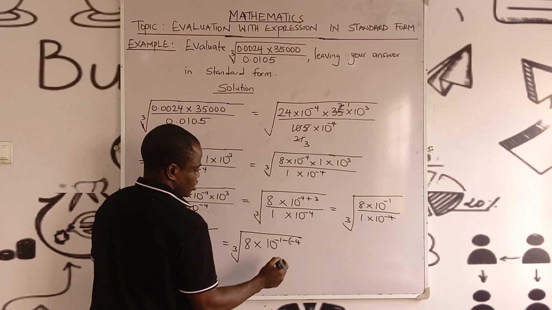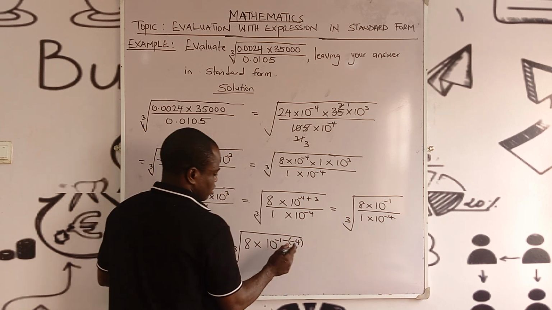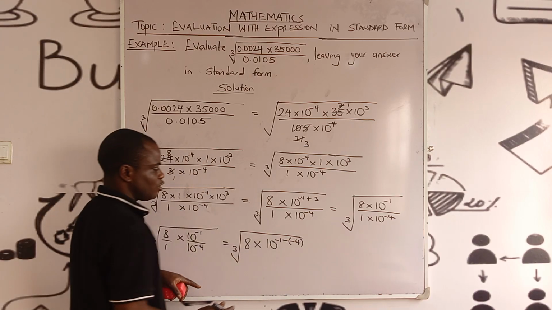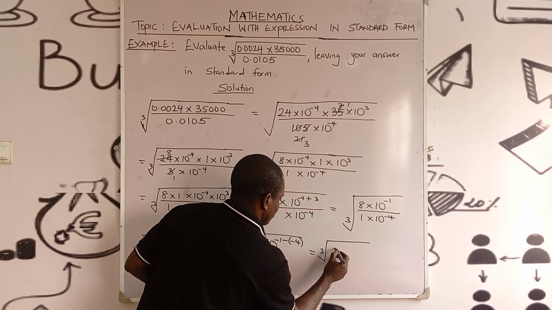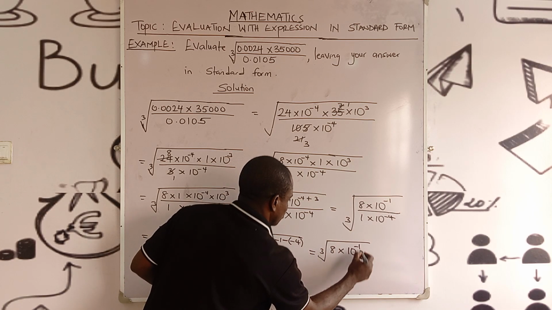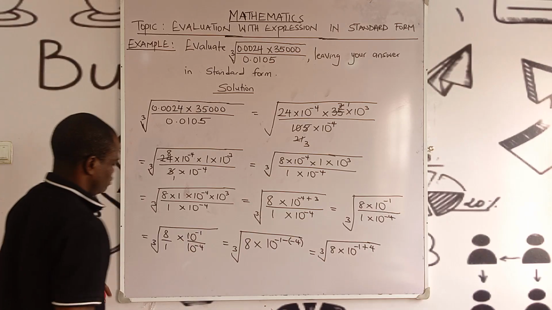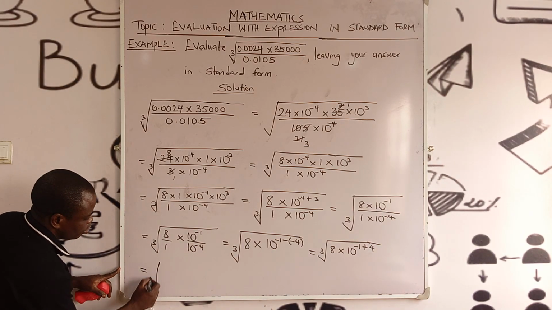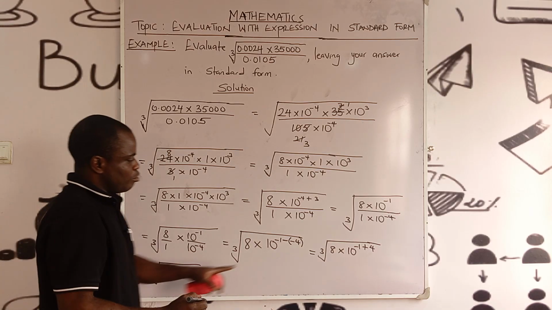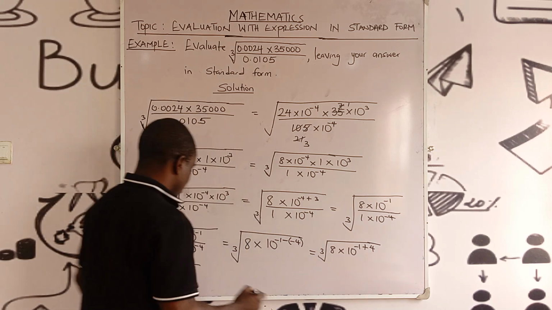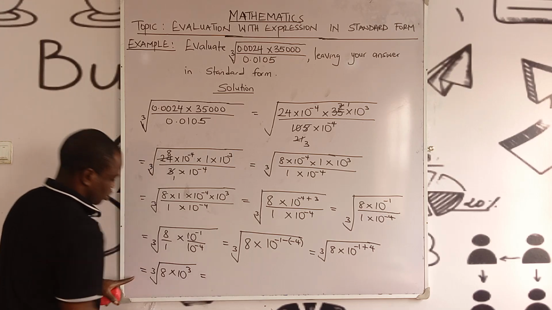Don't forget, you put brackets so that negative and negative will give you positive. Now it is equal to the cube root of 8 times 10 raised to power minus 1, negative and negative as positive 4. Now it is equal to the cube root of 8 times 10 raised to power minus 1 plus 4, that's 3. Okay, at this junction, let's try to separate them.